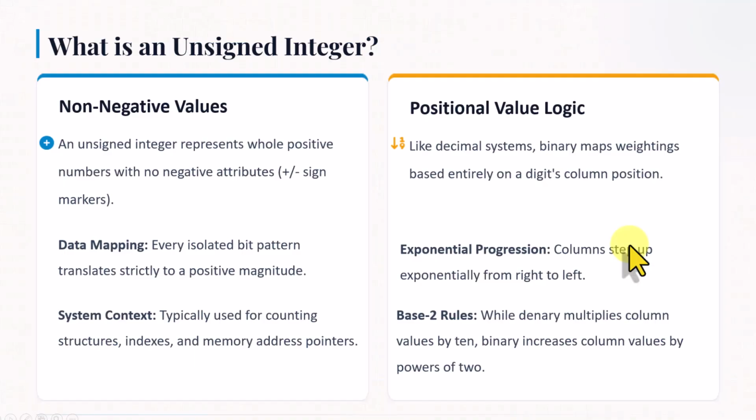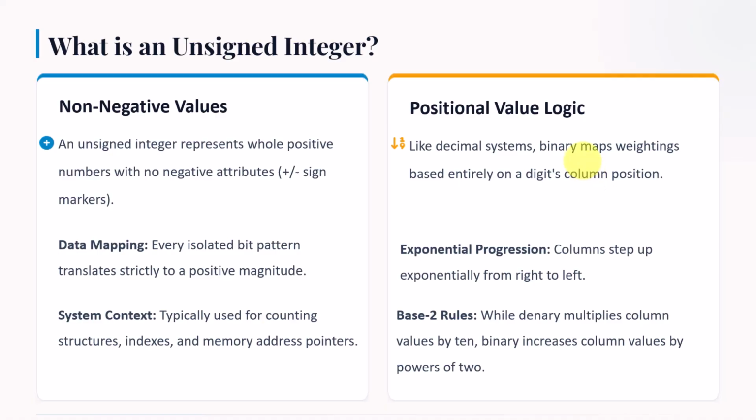As you have obviously guessed, an unsigned integer is a non-negative value. An unsigned integer represents whole positive numbers with no negative attributes, no plus or minus sign. In data mapping, every isolated bit pattern translates strictly to a positive magnitude. Typically, unsigned integers are used for counting structures, for indexing, or for memory addresses where we do not need negative numbers. The positional value logic is the same as the decimal system.